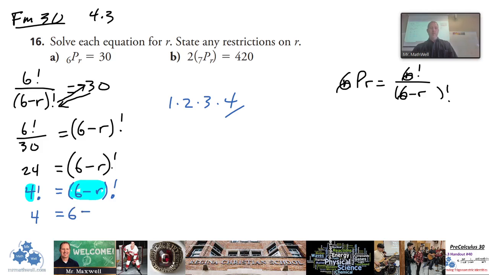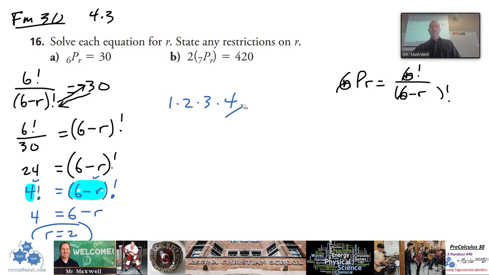So this becomes 4 has to equal 6 minus r in order for the 2 sides to be the same. You see, 4 factorial has to equal 4 factorial. So now it's really easy, isn't it? 6 minus what is 4? Well, r is 2. So that's how you attack these permutation equations, okay?